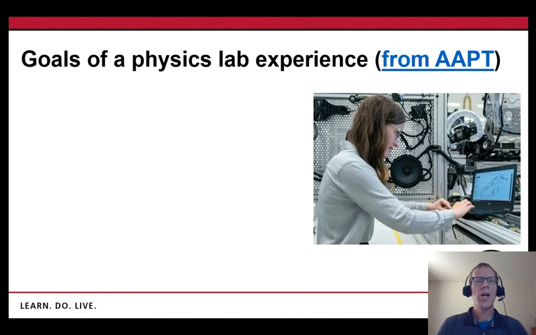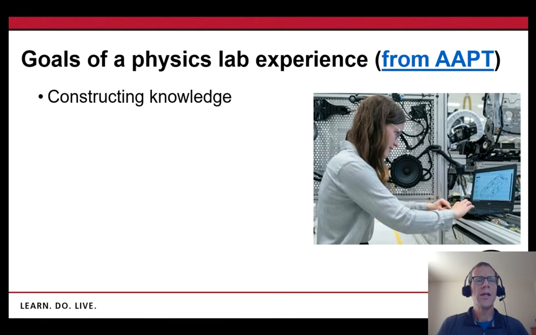This slide is going to share some goals. AAPT is the American Association of Physics Teachers, and they had a big group that talked about, okay, physics labs, physics is a lab science. What do we want students to get out of a lab experience? And there are a few different things to look at.